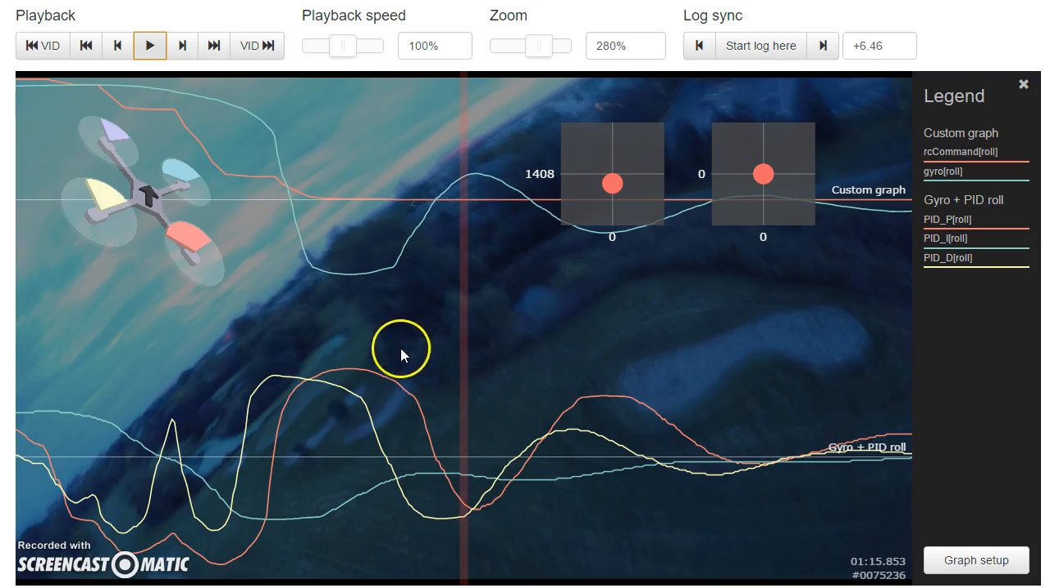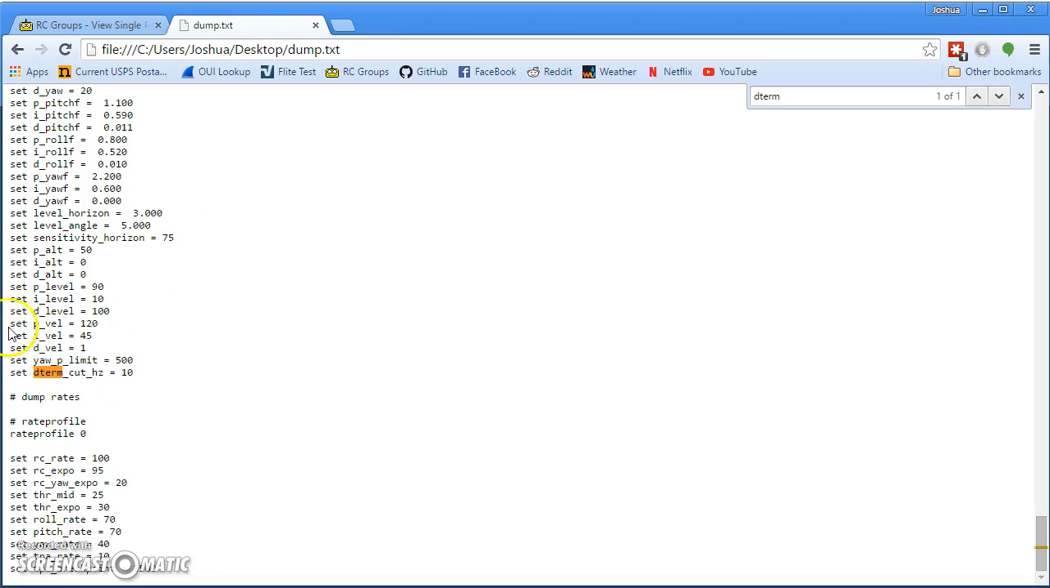The other thing I do see in your setup is your D gains. Let's find them. Roll D is only 10, and that's pretty low. I think most setups will benefit from a D gain of at least about 18 or 20, and many setups will benefit from a D gain even higher, maybe in the 30s.